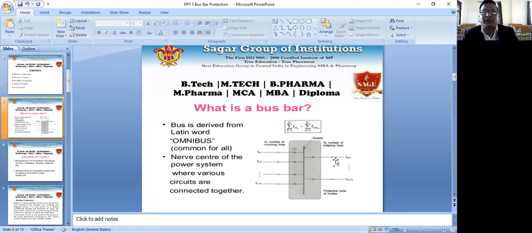So what is a bus bar? Bus is derived from the Latin word omnibus, meaning common for all. It is the nerve center of the power system where various circuits are connected together. That is called the bus bar. We can see the diagram. This is the bus bar, the center of the power system where the various circuits are connected together.